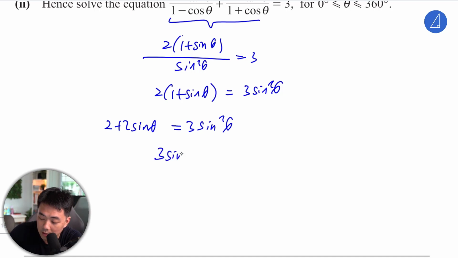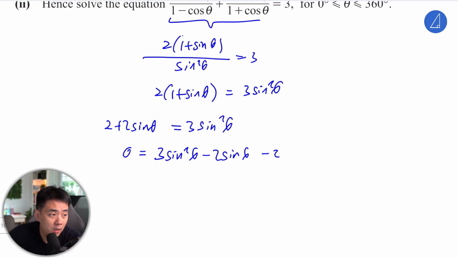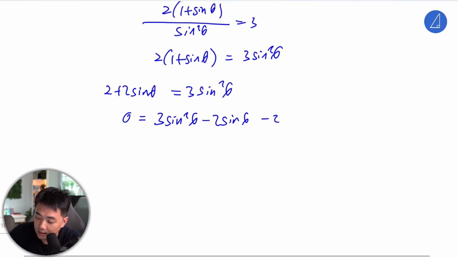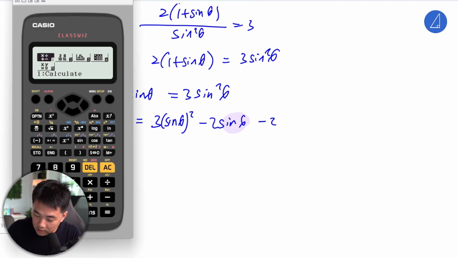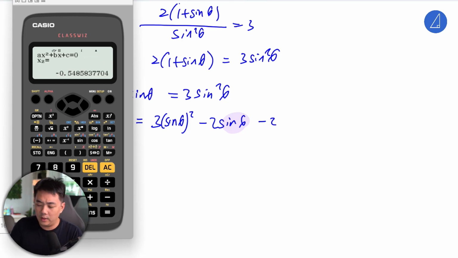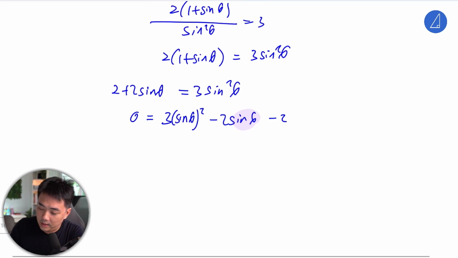So 3 sine square theta minus 2 sine theta minus 2 equals to 0. Now in this case, if you are not able to see sine square theta as an entity, you could just use a substitution method. In other words, this is actually an entity. So you have to be able to factorize this out like that. I'm just keying this in: polynomial, degree 2, with 3, negative 2, negative 2. That would be good if you're able to see that. So you can just factorize it out like that.